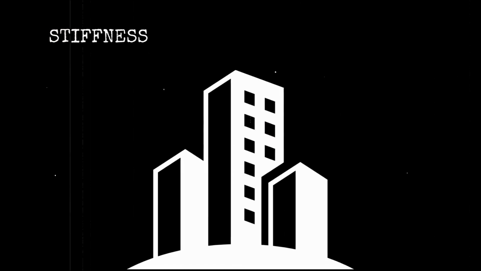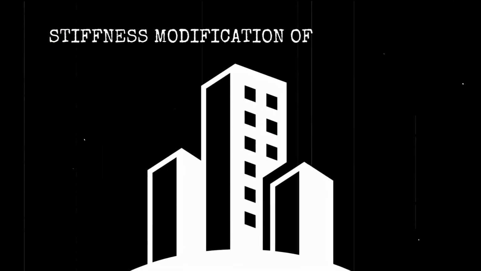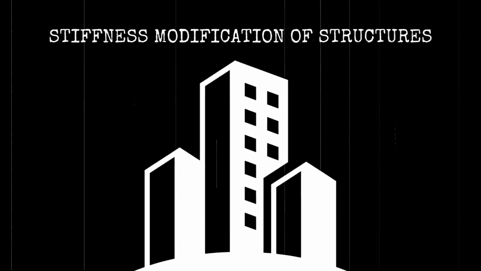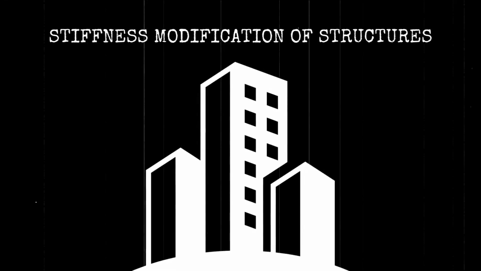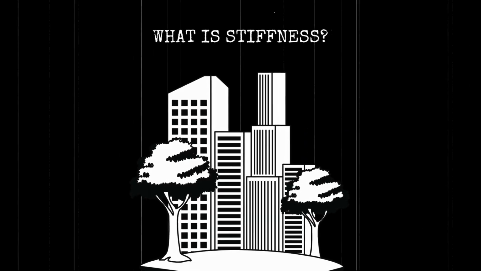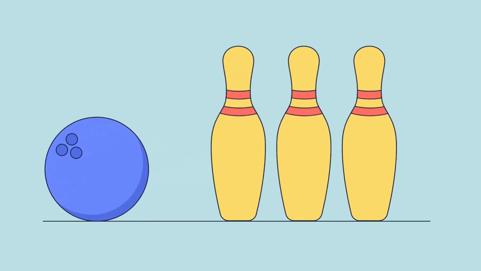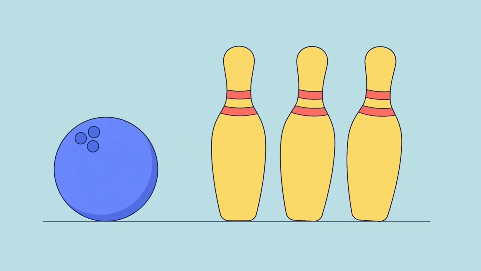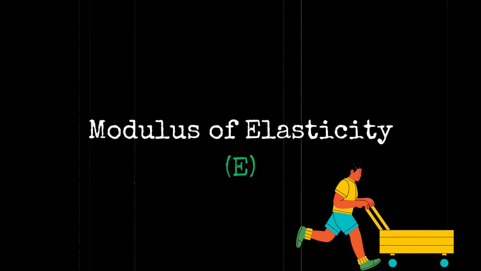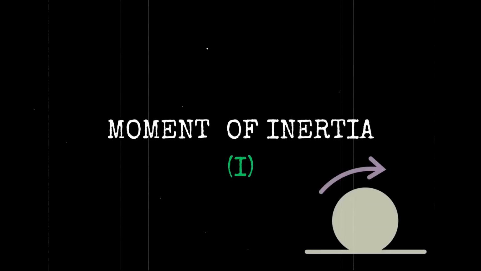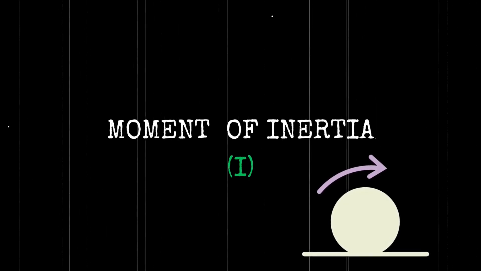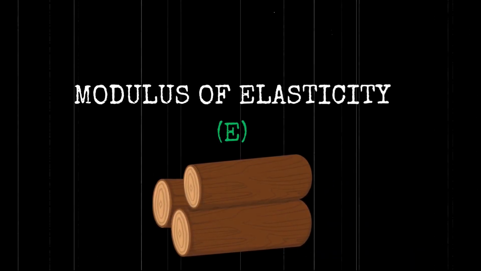In this video, we will discuss the stiffness modification of structures. Before we discuss stiffness modifications, we need to understand what exactly is stiffness. The stiffness of an elastic body is a measure of resistance to deformation. This resistance to deformation is related to the modulus of elasticity E and the moment of inertia I of a member. E is a material property.